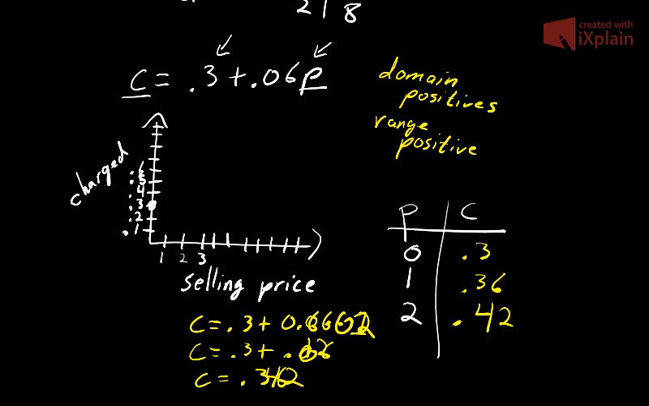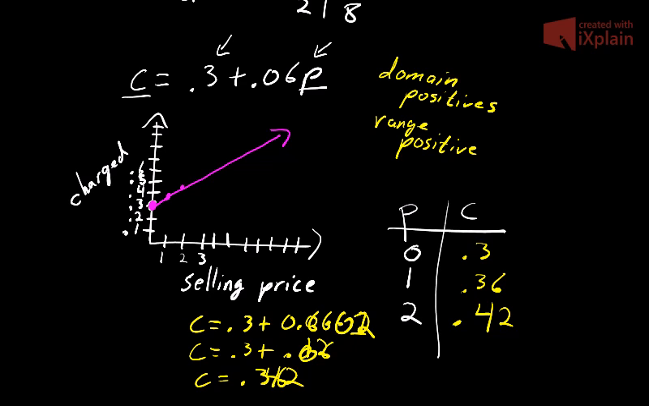Let me do that in a different color so it shows up a little better. If I have a price of $1, my cost is going to be 36 cents. So $1 is going to go up to 36 cents. And $2 would go up to 42 cents, right about there. And that's going to give me my line.